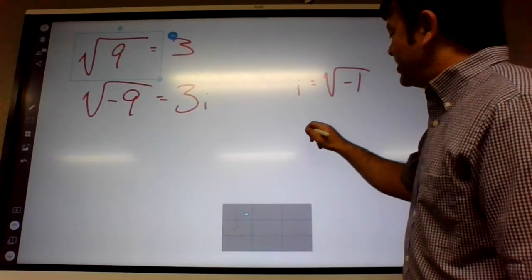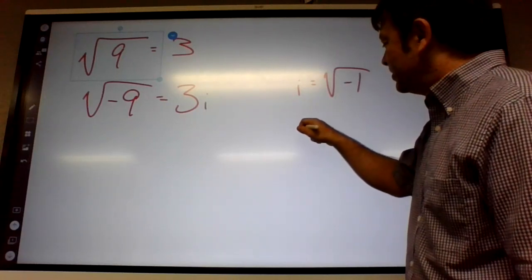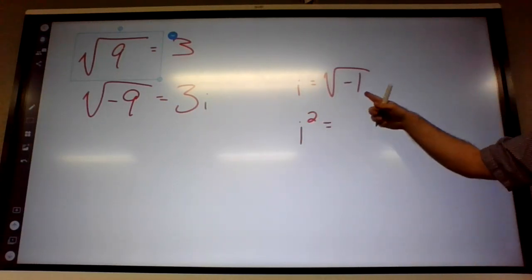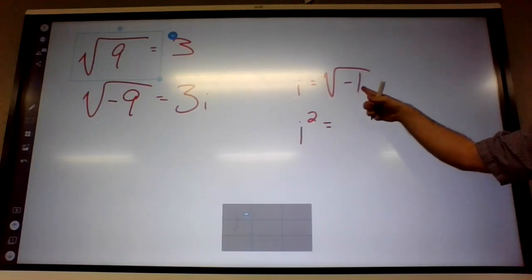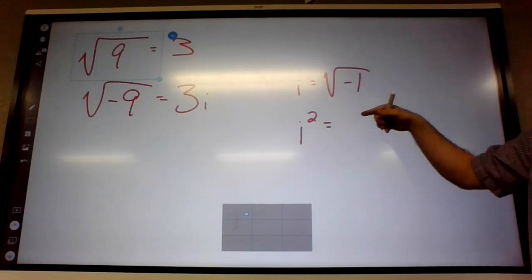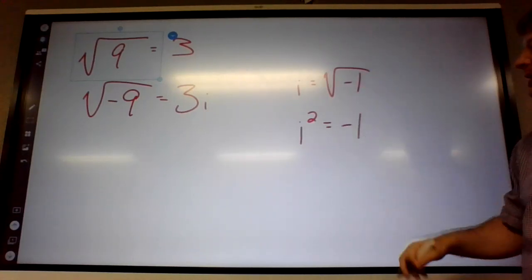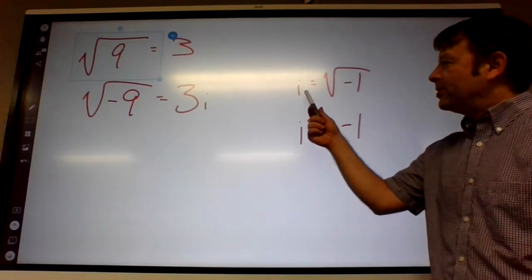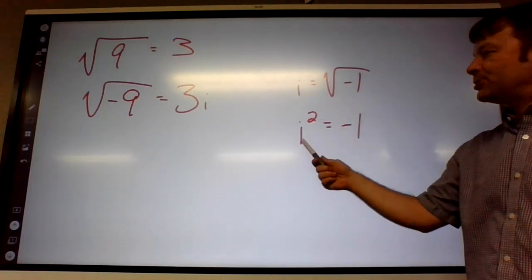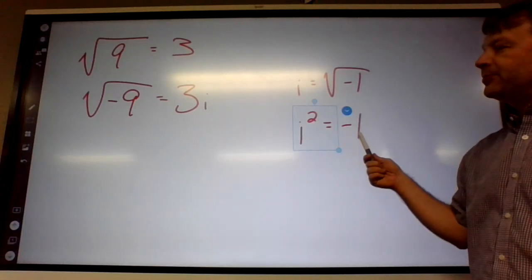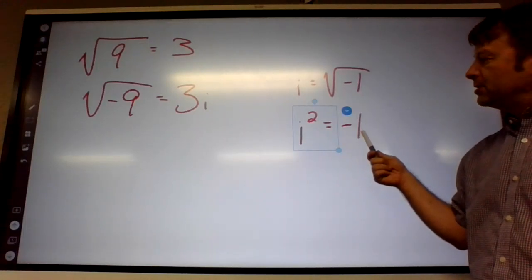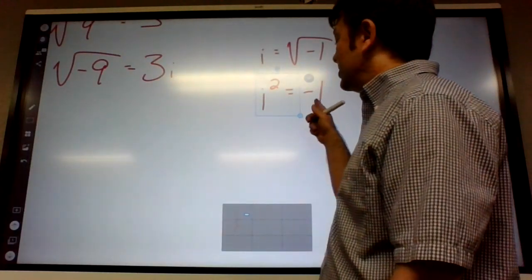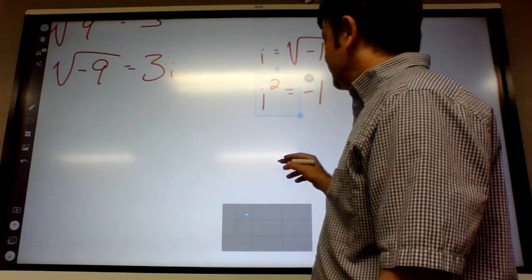Anyways, but here's the weird thing. What is i squared? Well, the square root of negative 1 times the square root of negative 1. When you square a square root, the square root just goes away. So i squared is equal to negative 1. So even though i is imaginary, i squared becomes real again. Okay, so anytime we have an i squared, it's equal to negative 1.